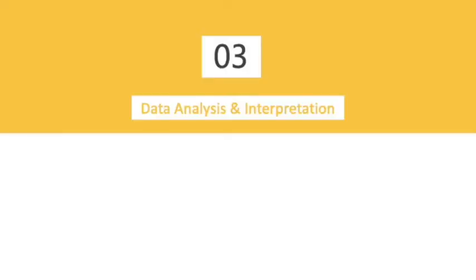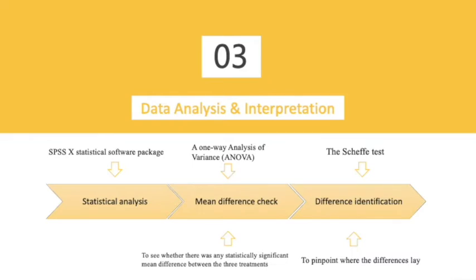Here is the data analysis and interpretation part. The research analyzed its data through 3 stages. At first, they analyzed its data through the SPSS statistics software package, and then a one-way analysis of variance with repeated measures was done to see whether there was any statistically significant mean difference between the 3 treatments. And when a significant difference among the means was found, the Shapley test for comparison of means was used to pinpoint where the differences lay.